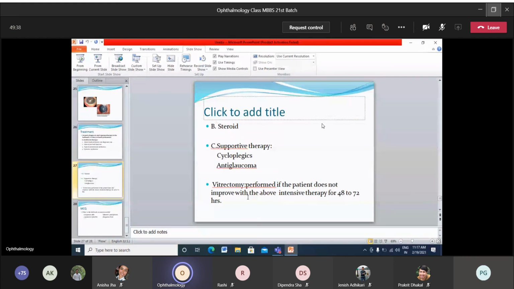atropine, and anti-glaucoma medications. These are the medications which are given, and then you follow up the patient and monitor the patient regularly. If the vision improves, well and good, you continue the medication. However, if the patient does not improve even with the above intensive therapy for 48 to 72 hours, then you go for vitrectomy.